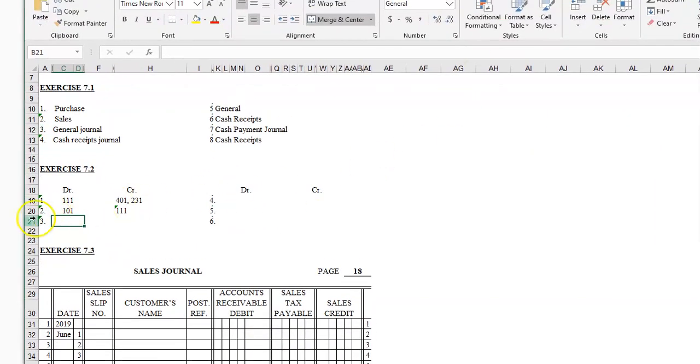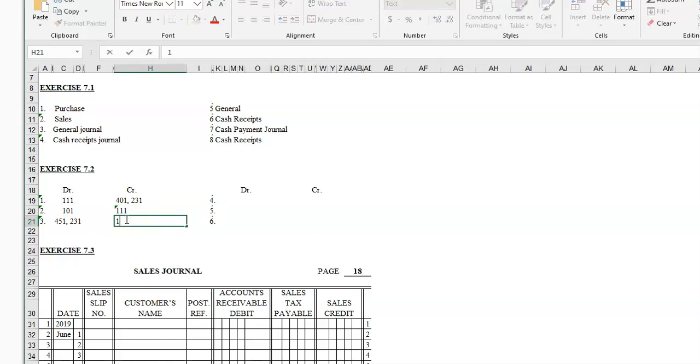Okay, so that's debit 451 and 231. The sales tax payable and the sales allowance account, which is always a debit. And then we're going to credit accounts receivable. We need to take out the customer's purchase.